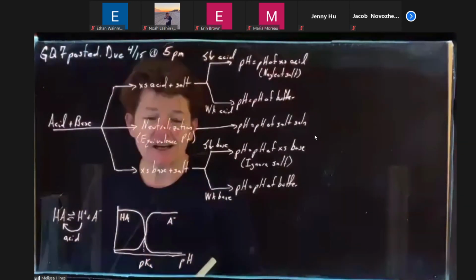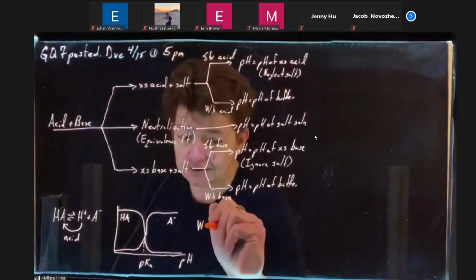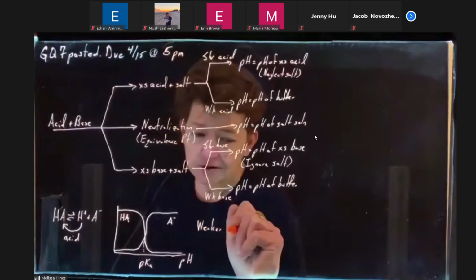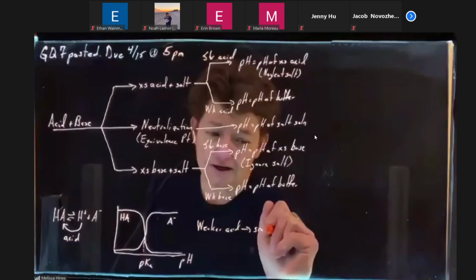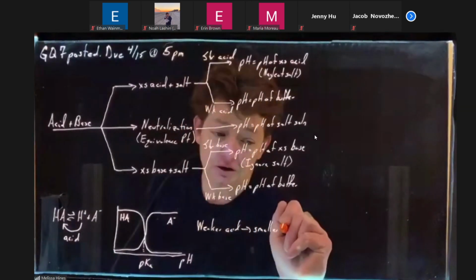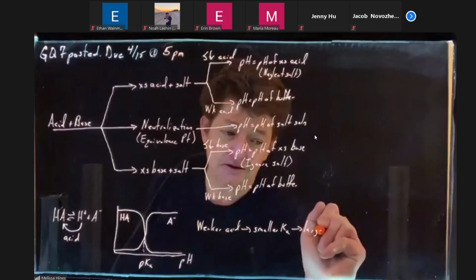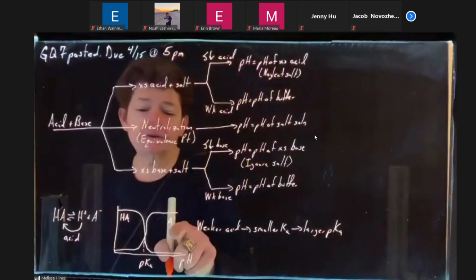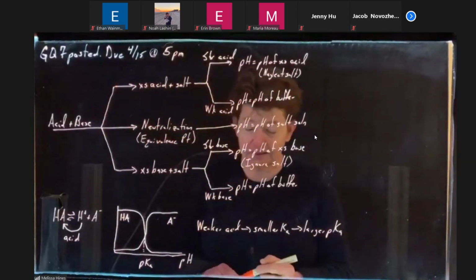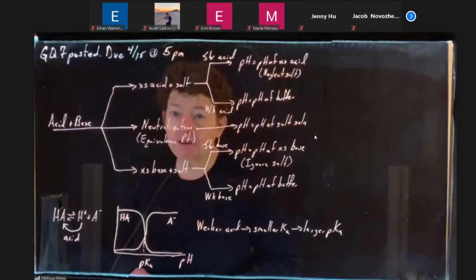Okay, so the second thing you needed to realize was that if you have a weaker acid, of course, what that means is that you are going to have a smaller Ka. And if you have a smaller Ka, that means that you have a larger pKa. So you should have chosen the one to the right and chosen the protonated form. Okay, so that's how you do that one.